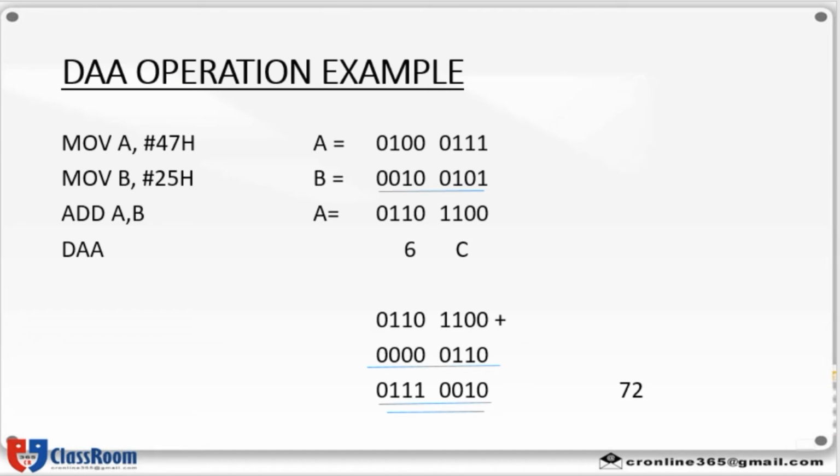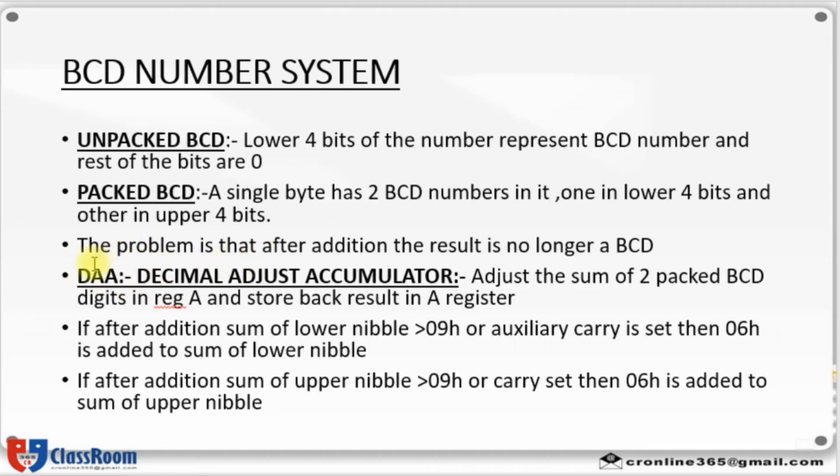In that case, we use another instruction known as decimal adjust accumulator. Decimal adjust accumulator adjusts the sum of two packed BCD digits in register A and stores the result back in the accumulator register. If after addition the sum of the lower nibble is greater than 09H or an auxiliary carry is set, then 06 is added to the sum of the lower nibble.